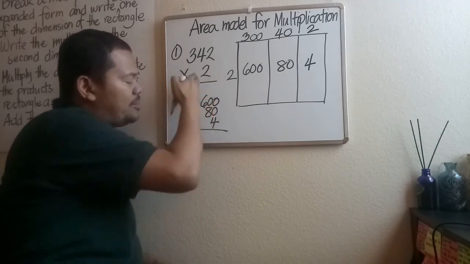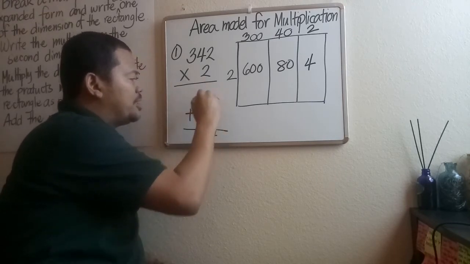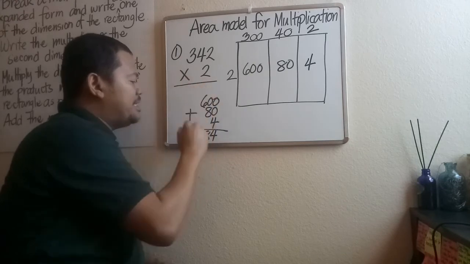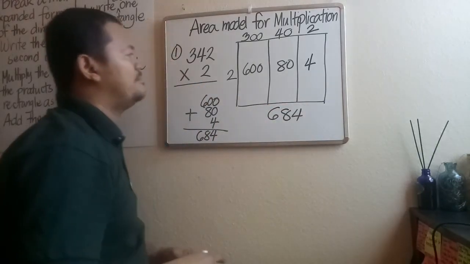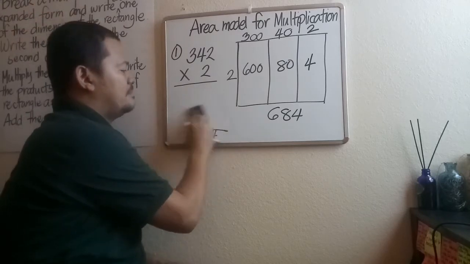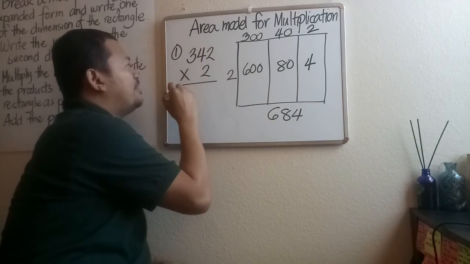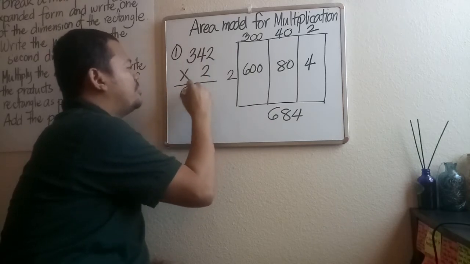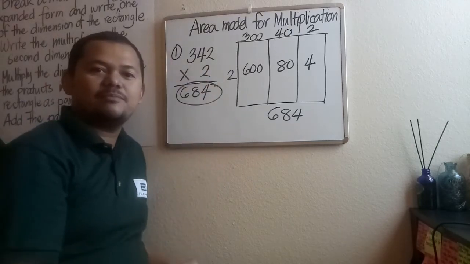Align them all together by their place value. 0 plus 0 plus 4 equals 4. 0 plus 8 equals 8. Bring down 6. The answer is 684. There you go. So when you get 342 times 2, you got there 684. Here's your answer. Who got the correct answer?